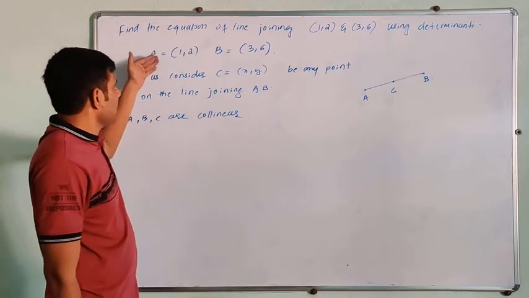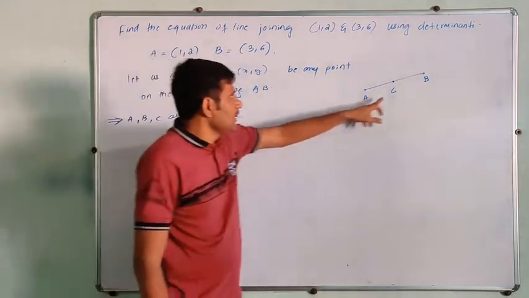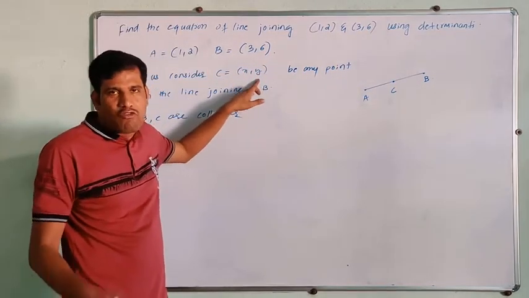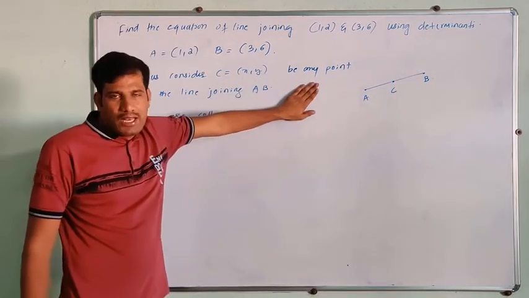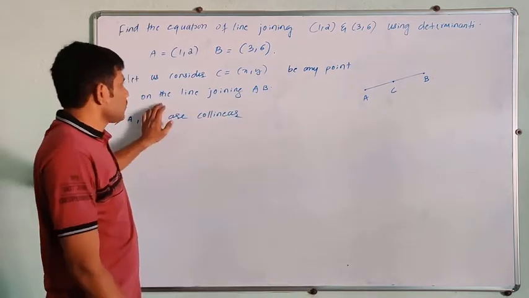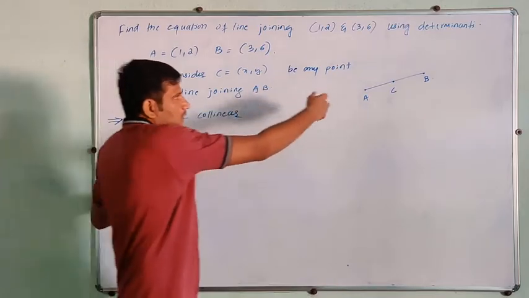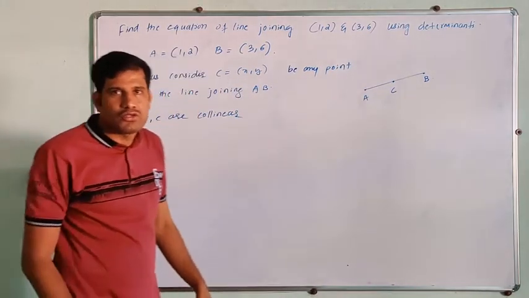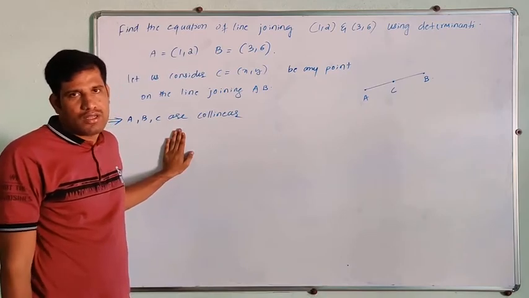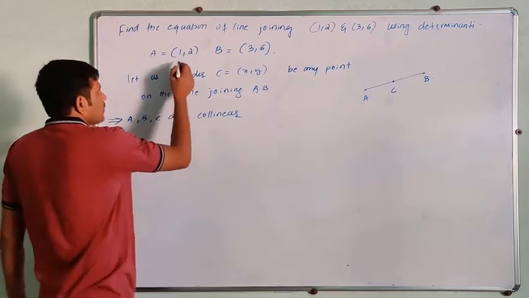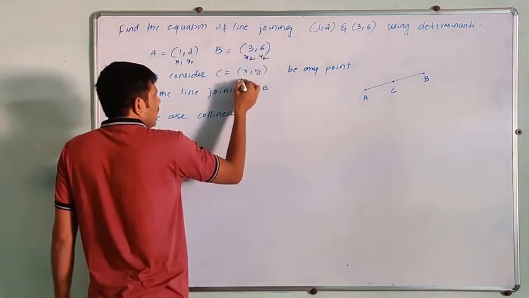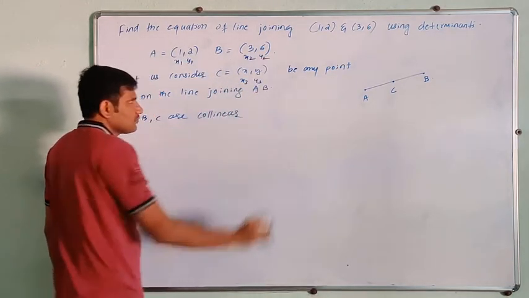I am considering that there is already a line joining A and B. I am considering a point C of coordinates x, y to be any point on the line joining AB. So if point C is a point on line AB, this implies the points A, B, C are collinear. Coordinates of A are x1, y1, coordinates of B are x2, y2, and coordinates of C are x3, y3.